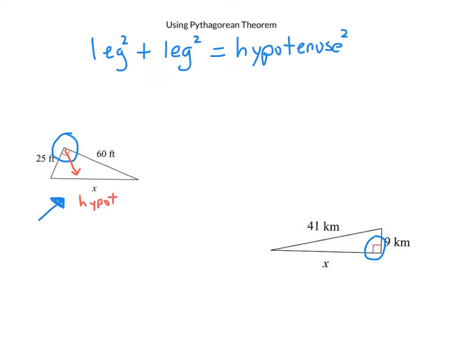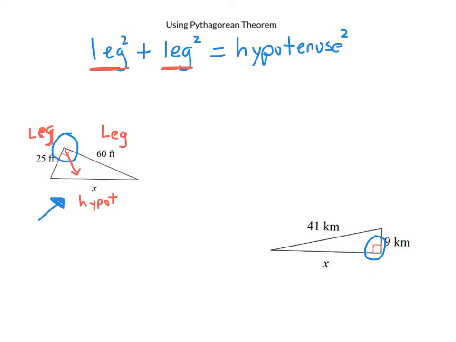All right, that means that the 60-foot side is a leg, and the 25-foot side is also a leg. These are interchangeable in our equation. It doesn't matter if you put the 60 first or the 25 first. It does not matter because of the addition sign. You can add 3 plus 4, and it will be the same thing as 4 plus 3. You can switch them around with addition.